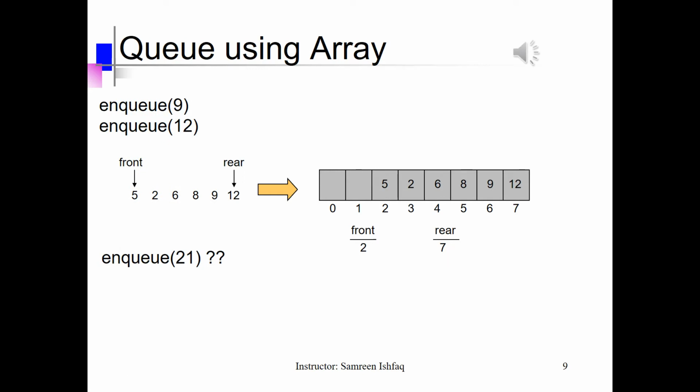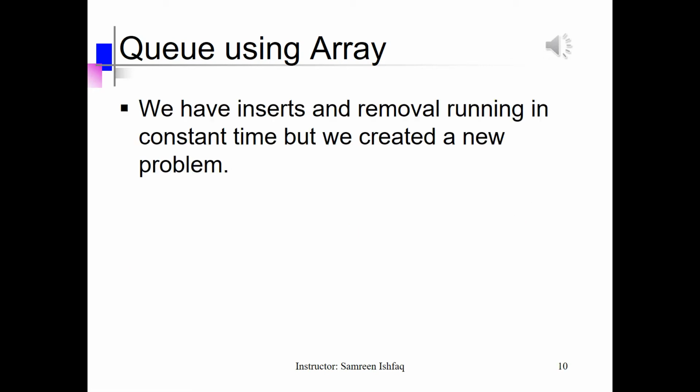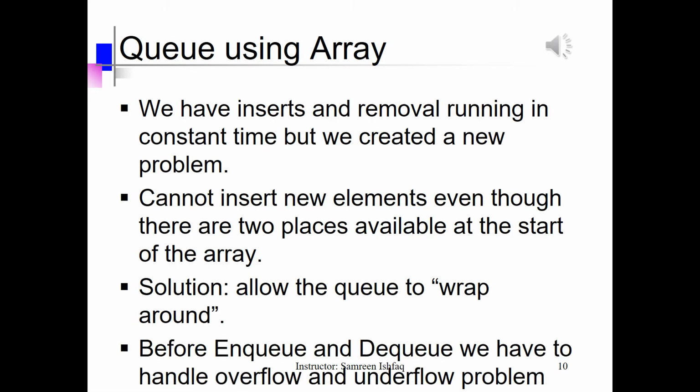After insertion of two elements 9 and 12, queue will become full now. Although there are two spaces left at the start of the queue, if user wants to enqueue 21, he cannot. Why? Because queue is full. There is a problem. We have implemented insert and removal operations running in constant time, but we have created a new problem. We cannot insert new element although there are two places available at the start of the array.